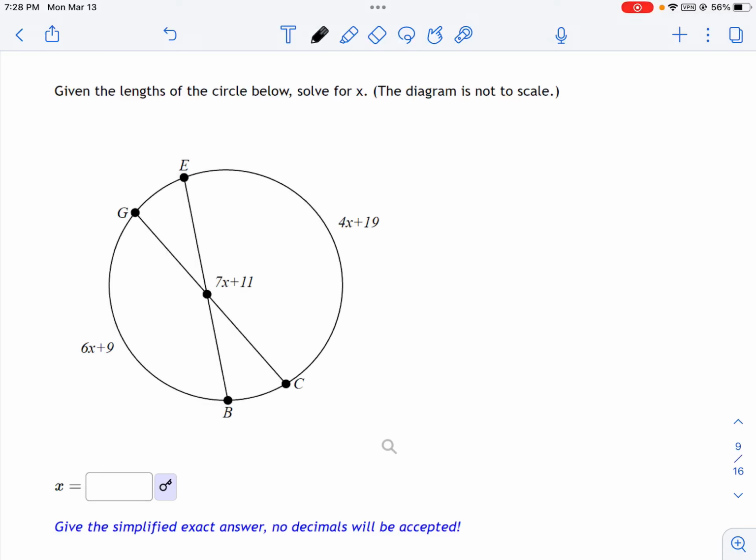Hello and welcome. So we have ourselves some intersecting chords here. We have the arc measures, and we're really just trying to find x.